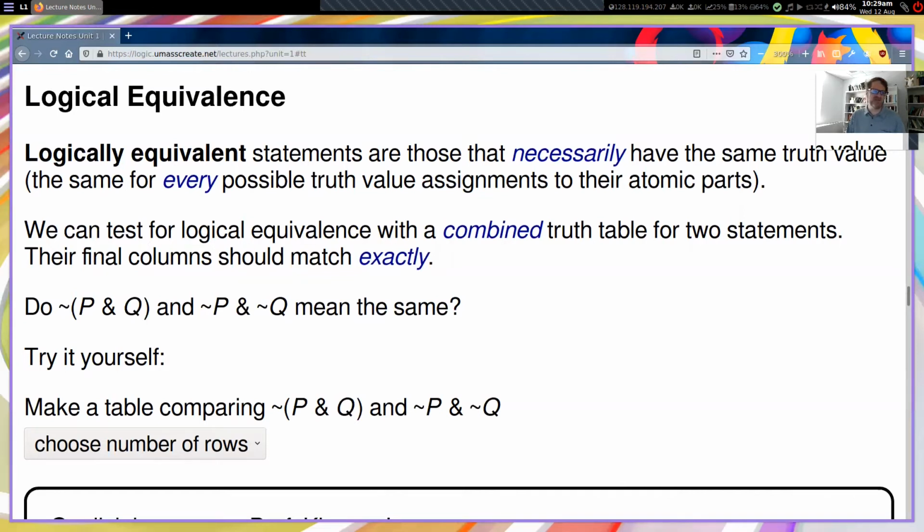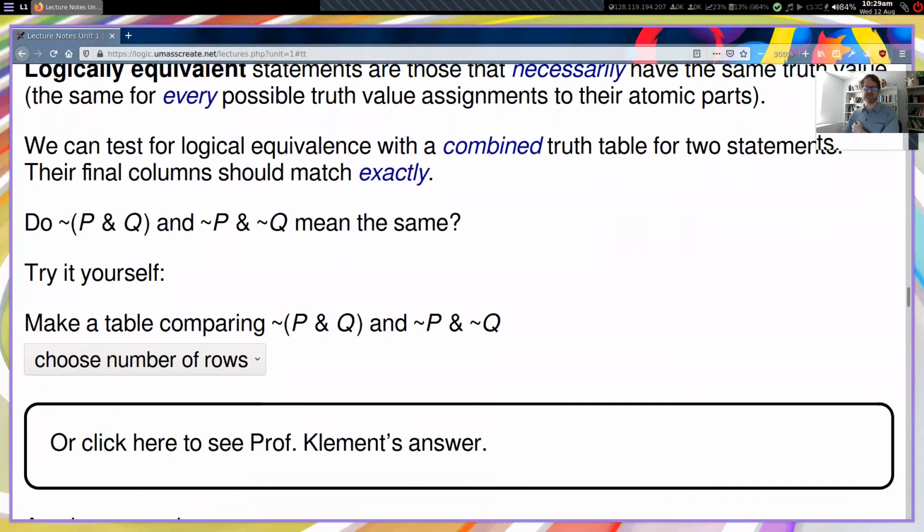Suppose you want to know if not (P and Q) means the same thing as not P and not Q. Can you distribute negation over an and? That's something people ask me a lot. We're going to answer that question now by seeing, does not both P and Q mean the same thing as both not P and not Q? And what we're going to do is set up a truth table for these 2 statements.